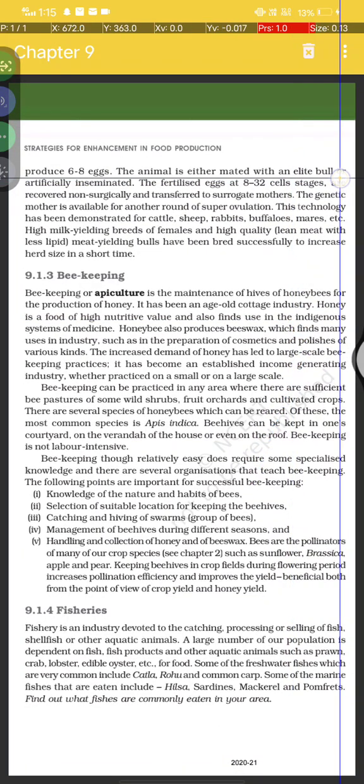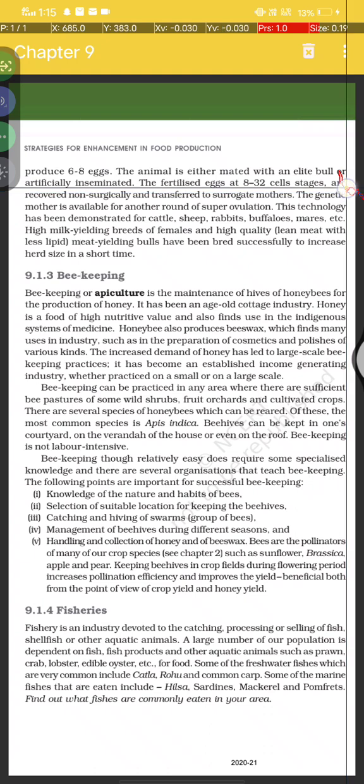They produce 6 to 8 eggs. The animal is either mated with an elite bull or artificially inseminated, and the fertilized eggs at the 8 to 32 cell stages are recovered non-surgically and transferred to surrogate mothers, and the genetic mother is available for another round of super ovulation.